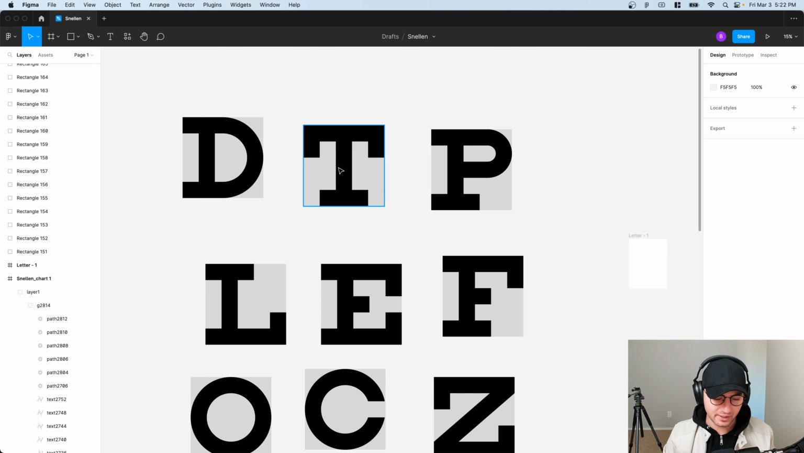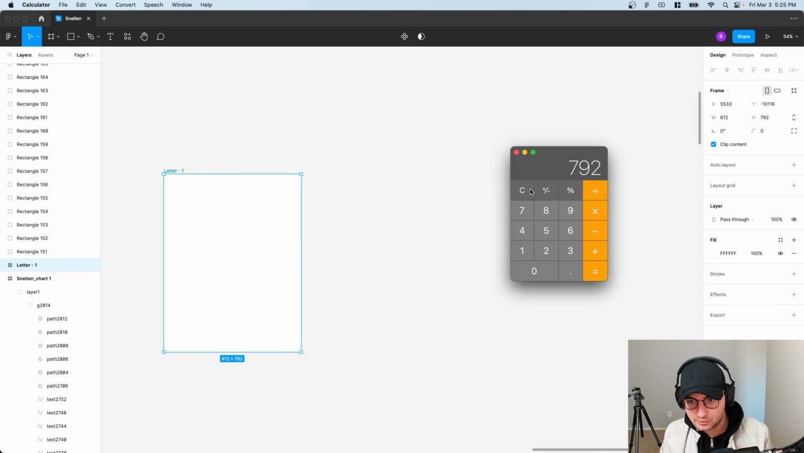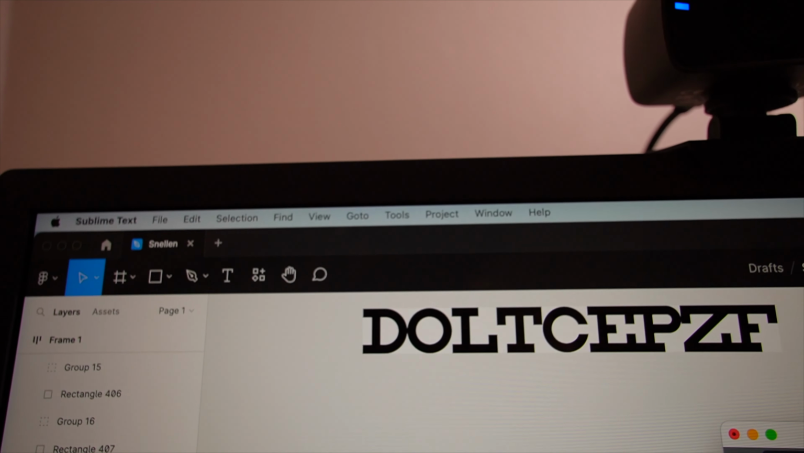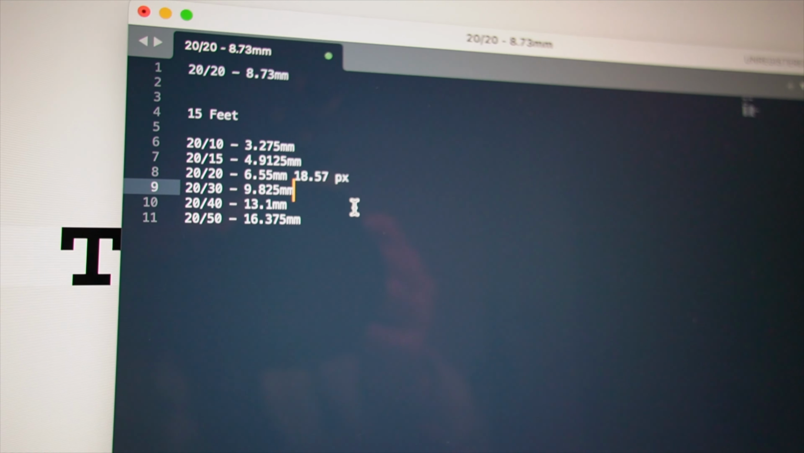I am working with pixels inside of Figma, but all of my measurements are in millimeters. I need a way to convert millimeters to pixels, and this is gonna depend on the DPI of the page. 792 divided by 11 inches. So this means we are working with 72 dots per inch. I can use the scale tool inside of Figma to basically scale the baseline row.